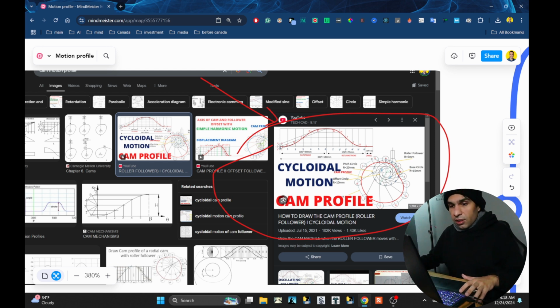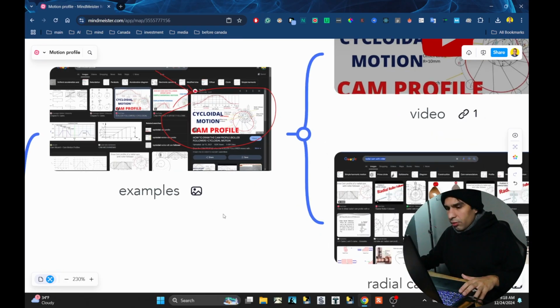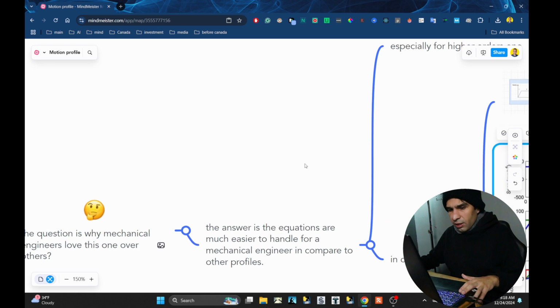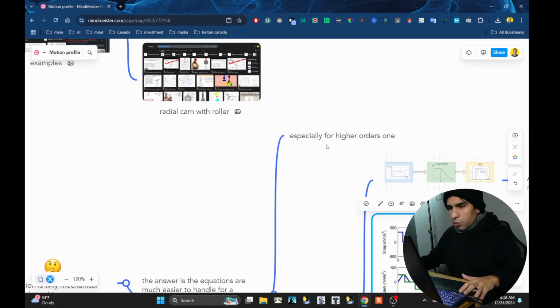And this is the reason they like the sine wave. So why do they like the sine wave? This is a very good question. The reason that they love the sine wave is because the equation is much easier to manage.